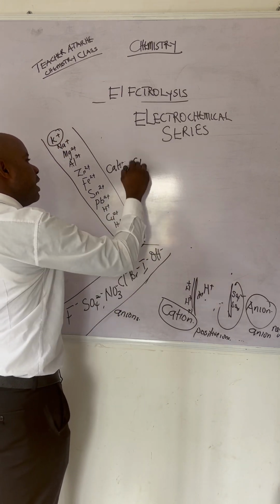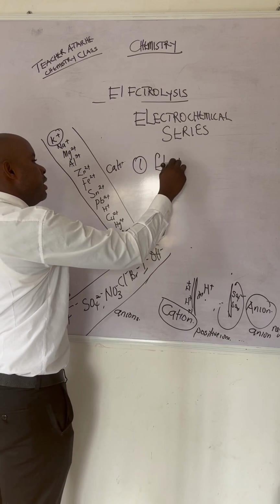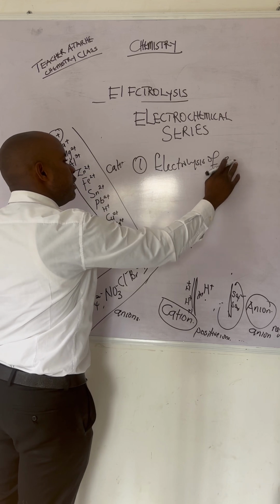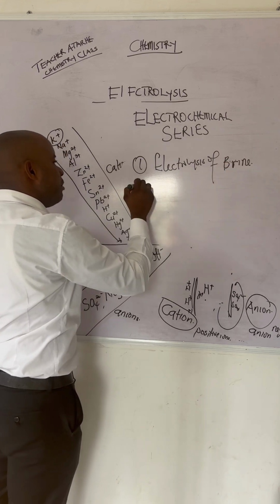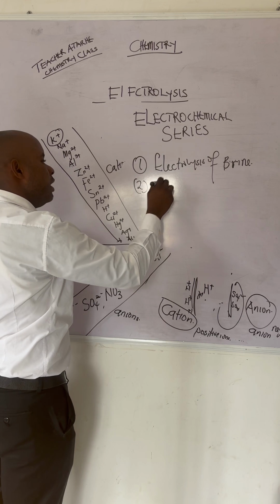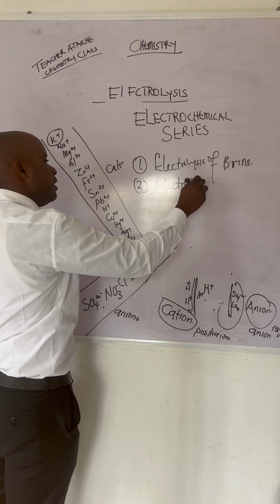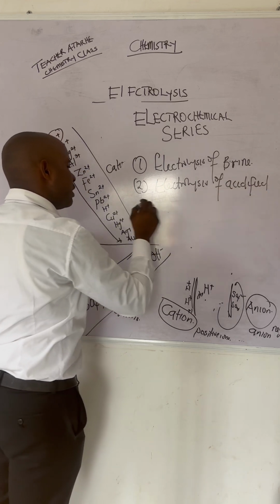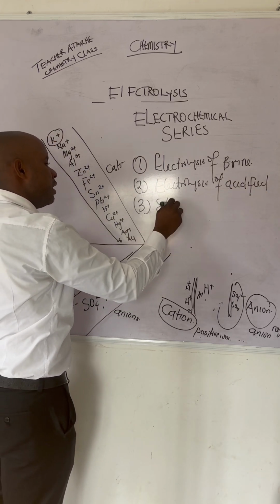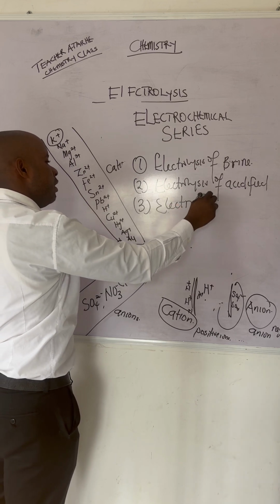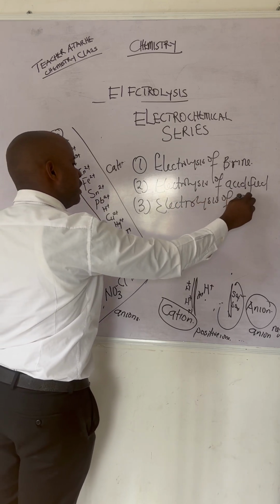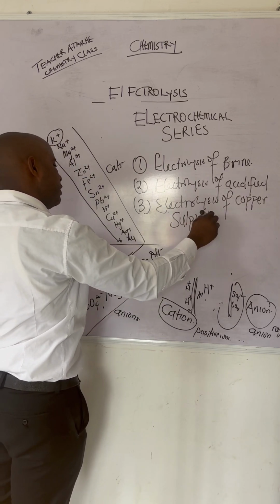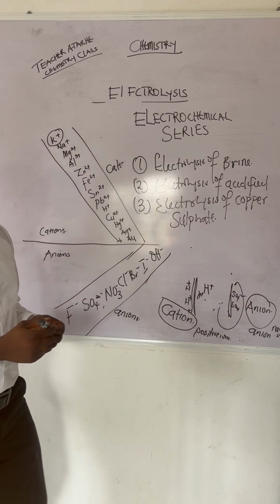One, I'm going to talk about electrolysis of brine. Two, electrolysis of acidified water. Three, electrolysis of copper sulfate. In these three, I'm going to discuss each of the steps.